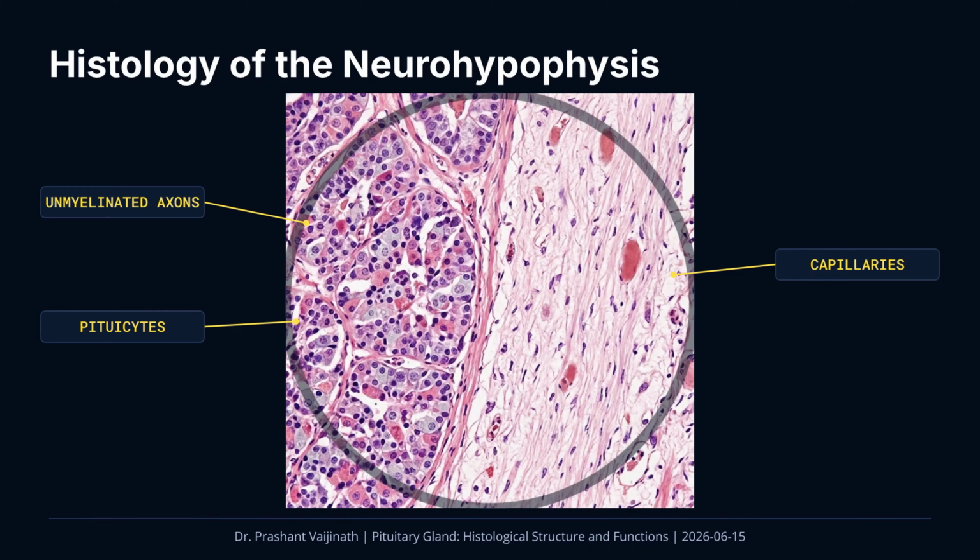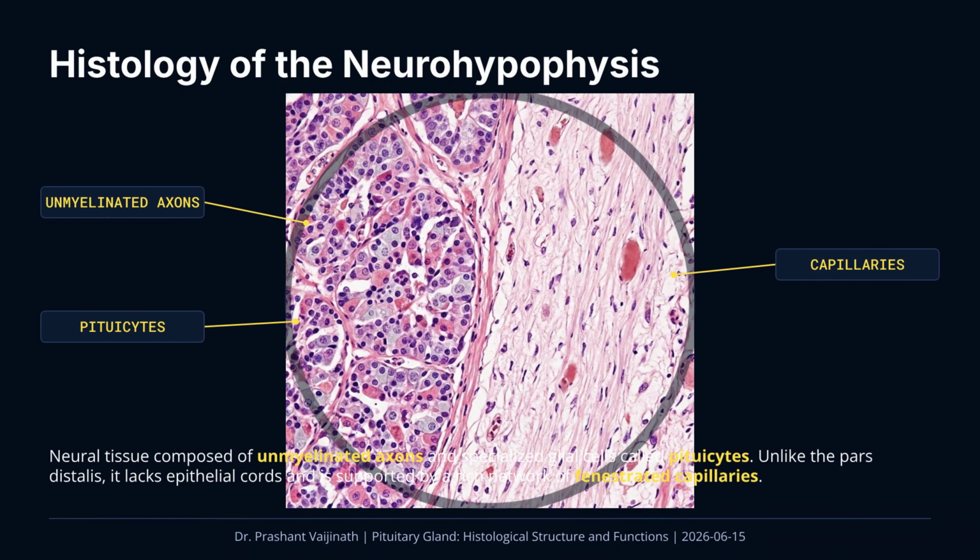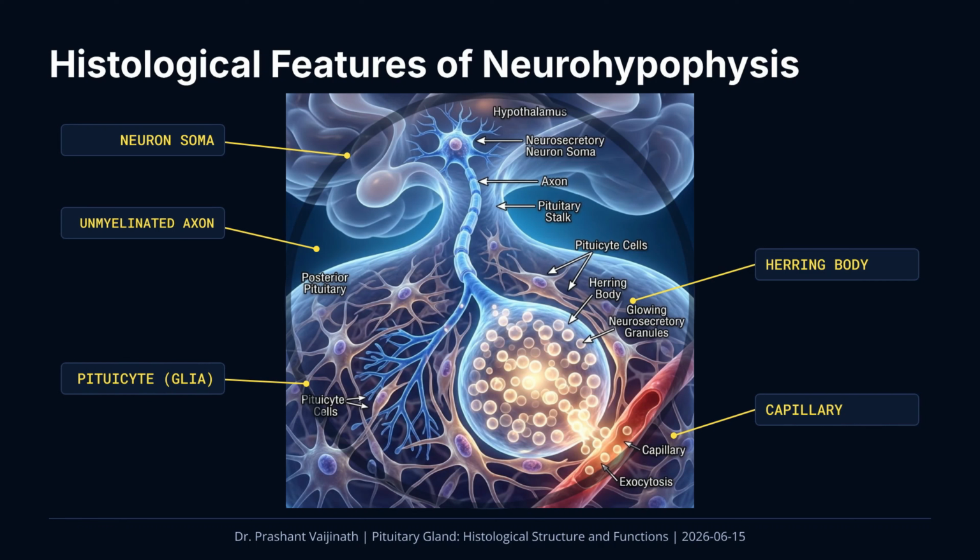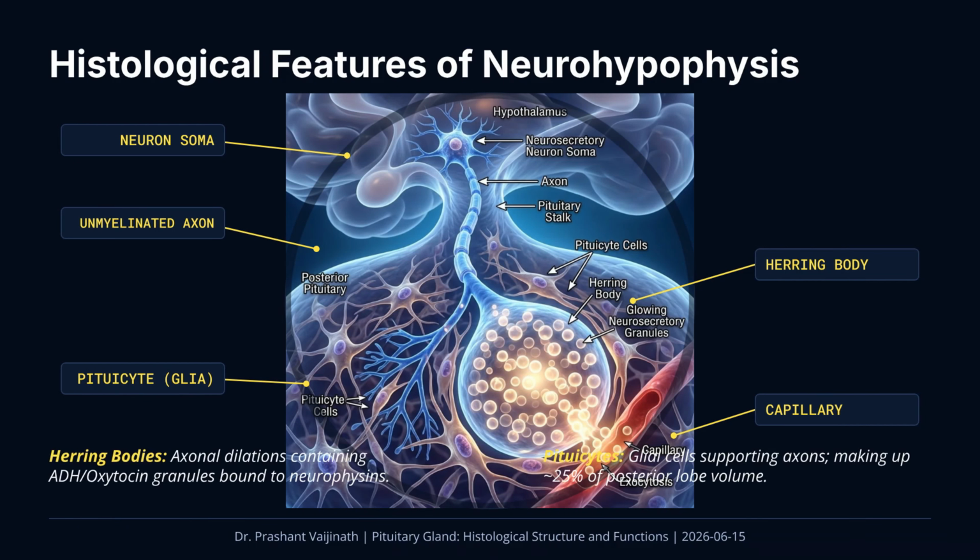The neurohypophysis is neural tissue composed of unmyelinated axons and glial cells called pituocytes. Unlike the pars distalis, it lacks epithelial cords and relies on a network of fenestrated capillaries for hormone release. Key features of the neurohypophysis include unmyelinated axons and pituocytes. Herring bodies are axonal dilations that store ADH and oxytocin granules bound to neurophysins before their release into capillaries.